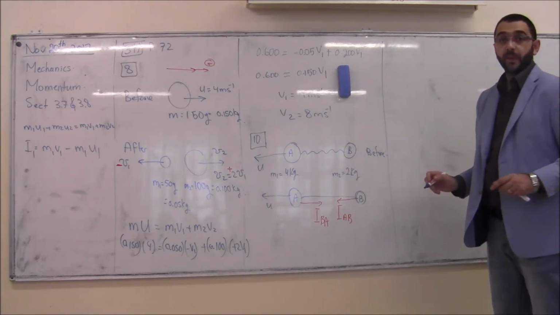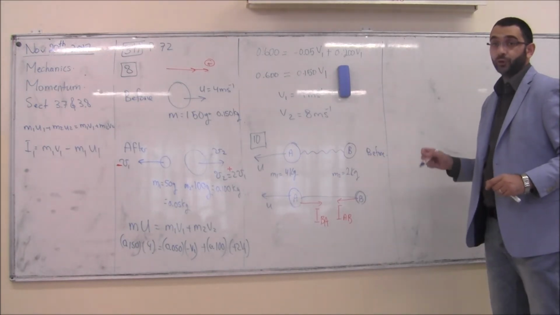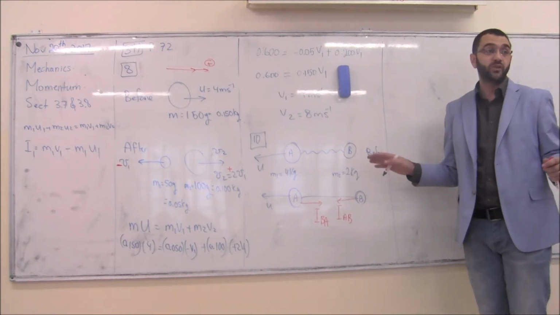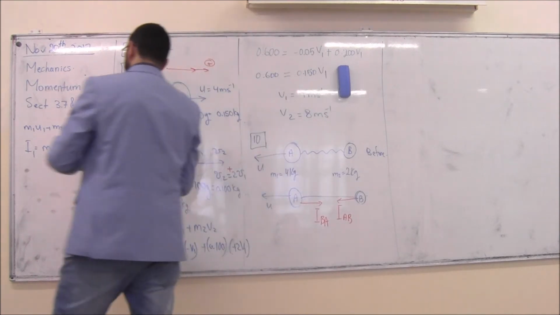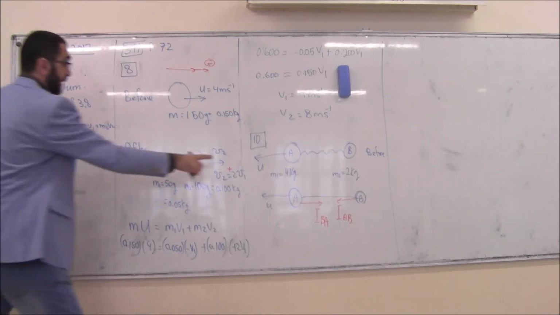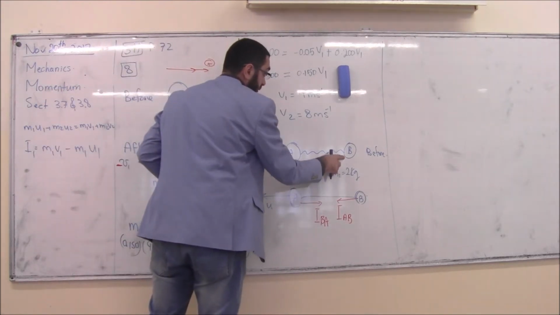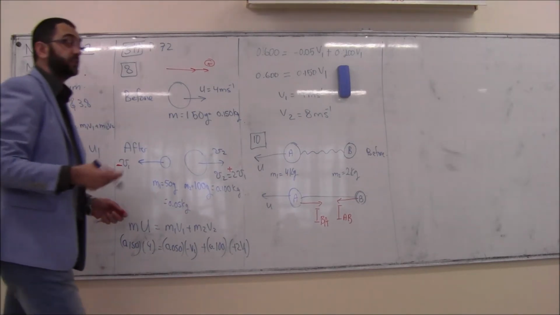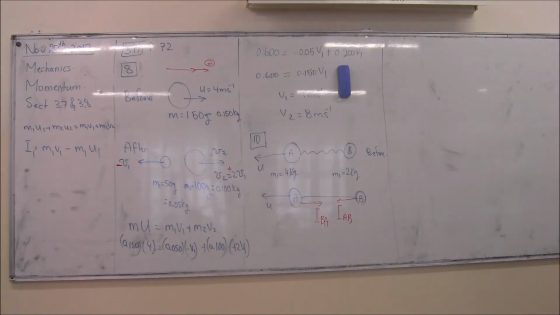Look here, please. Can I use M1 U1 plus M2 U2 equals M1 V1 plus M2 V2? I don't have that information given. M1 U1 is unknown, M2 U2 is unknown, and they gave us the impulse. So I will use the formula of impulse, because we are given the impulse.